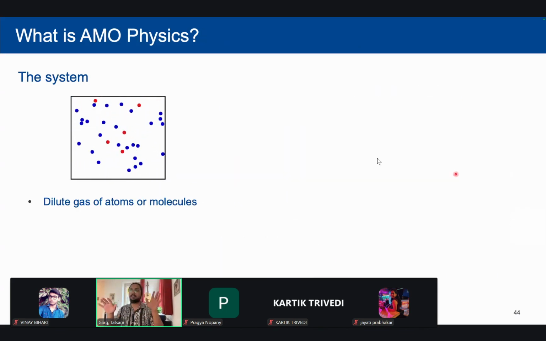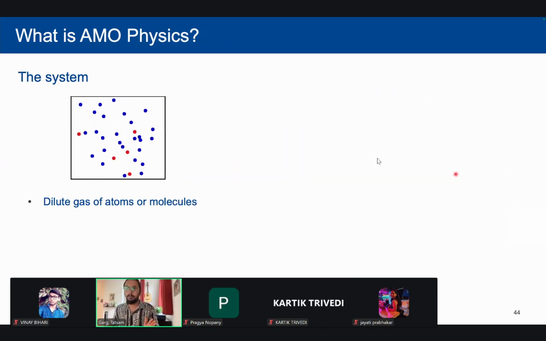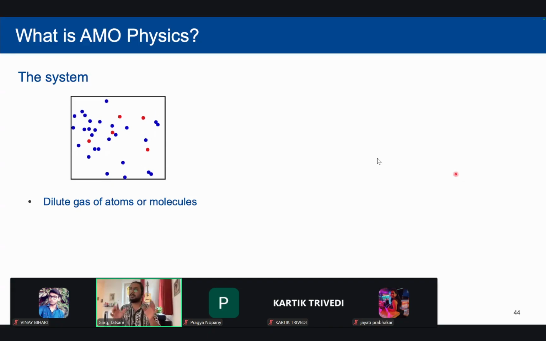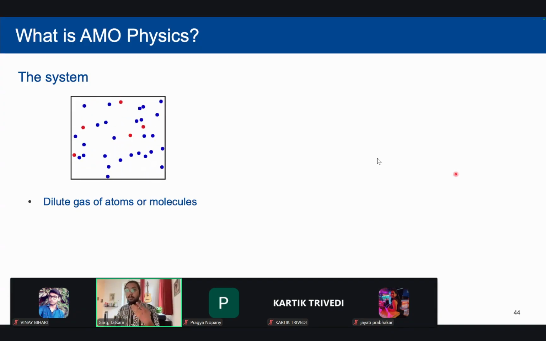So let's study our system a little bit more clearly. Let's establish what the properties of our system are. Now we are working with a dilute gas of atoms or molecules in an evacuated chamber. So inside this chamber, there is no air. There is complete vacuum like outer space. And the only particles in there are the particles that we want to study.